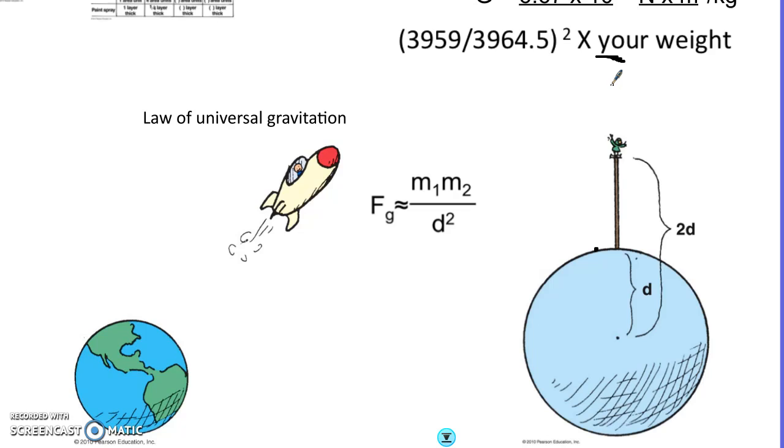And so not only does distance decrease your gravity, it does so exponentially. The bigger the distance away, the more it decreases. This is known as the inverse square law, and we can demonstrate it right here.